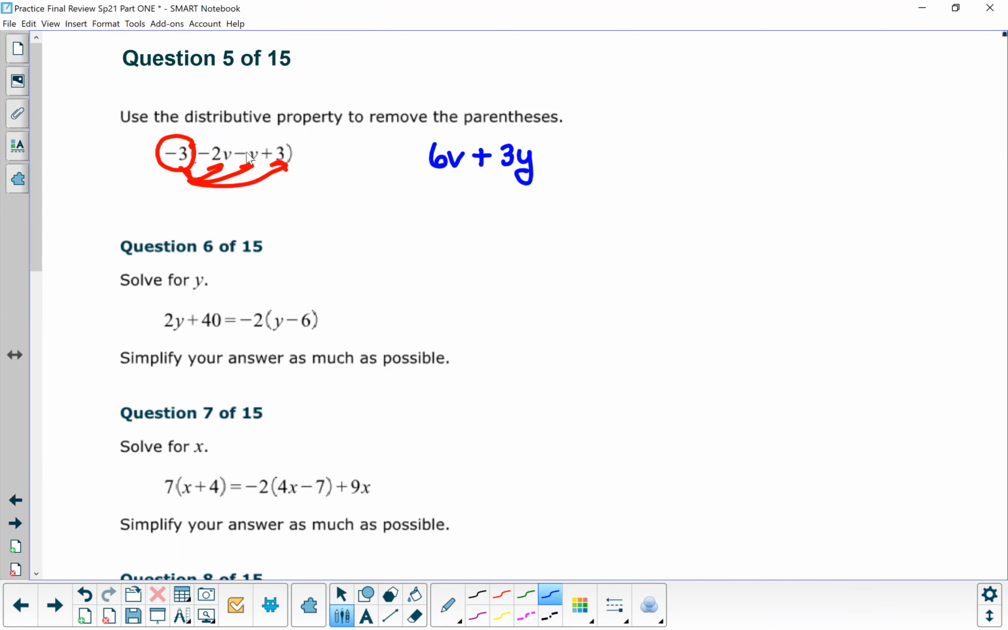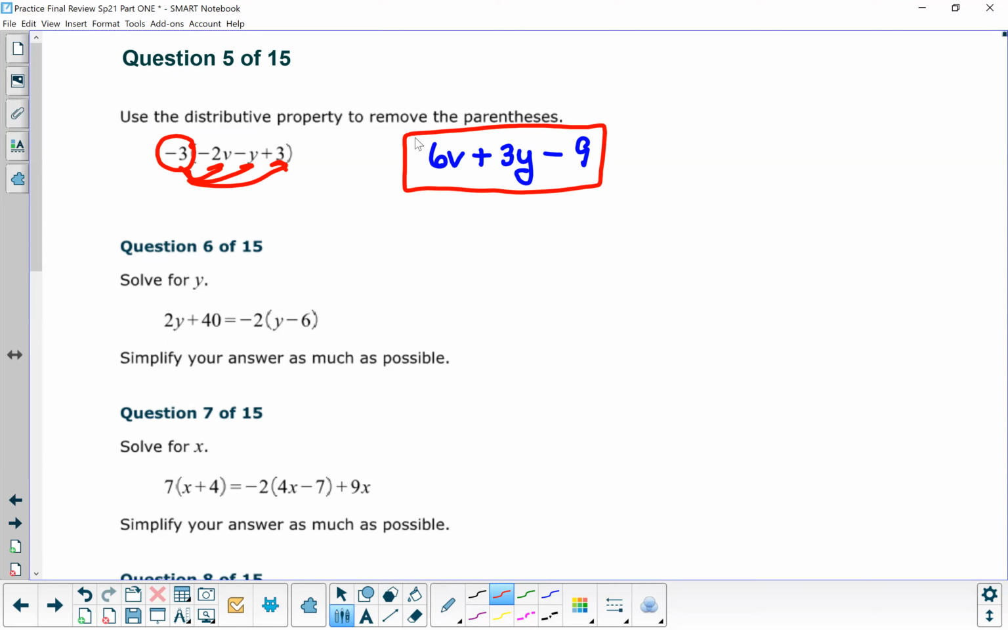And then -3 times positive 3, so that's going to give us -9. And that's it. We cannot simplify any further. Remember, in order to simplify our expression here, you add and subtract like terms, and like terms, we can see we have to have the same variables with the same exponents. So we're done here because we don't have any more terms that have the same variables and same exponents.